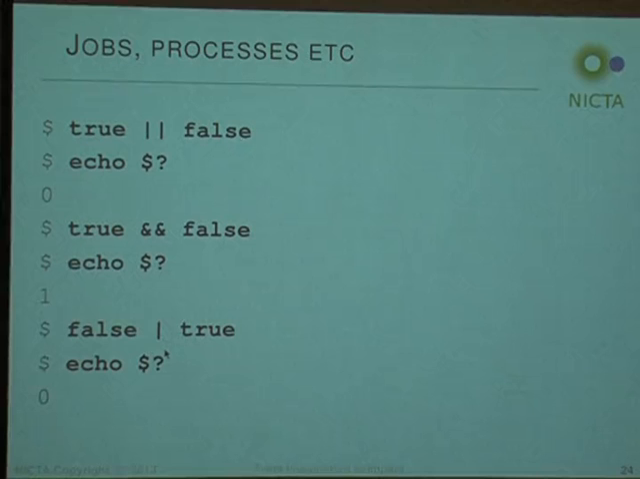Why is it so different? Because true is the rightmost command, and it succeeded. 0 is true. 0 is succeeded. 0 is success, non-zero is failure. It's the opposite way round to C.